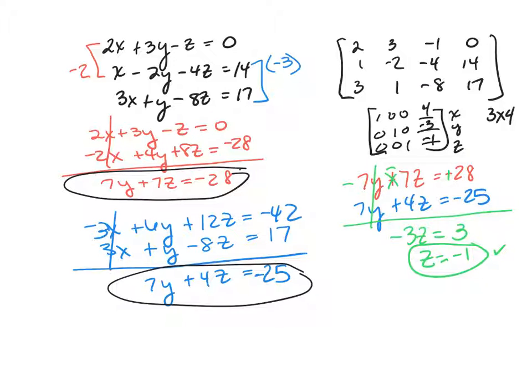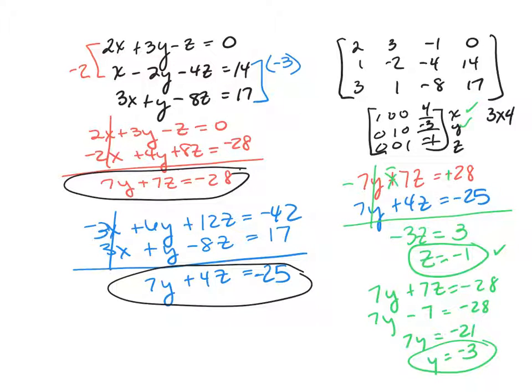We plug into the original, so 7y plus 7z equals -28. We plug in the -1, 7y minus 7 equals -28. 7y equals -21. Y equals -3. Did we find y? Looks like it. Found z. So far, so good. Look at your matrix. It was 4, -3, -1. We found z and y, so we're good.